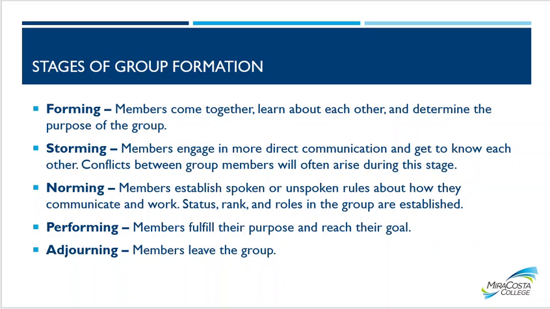Norming is when members establish spoken or unspoken rules about how they communicate and work. Your status, your rank, and your roles in the group are established. So maybe you decide, oh, that person's more of a leader, that person's better at doing this sort of task, that person's the note taker. Kind of how when we do our breakout rooms, we're creating a team in our breakout rooms. Performing is when members fulfill their purpose and reach their goal. And adjourning is when members leave the group.